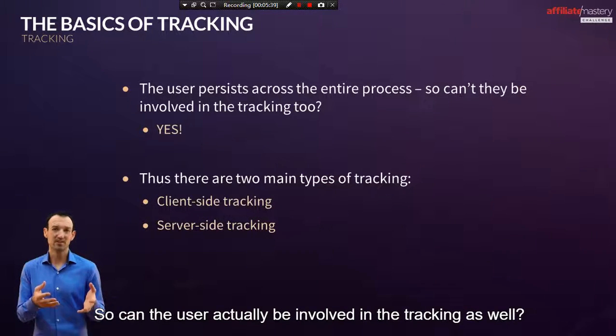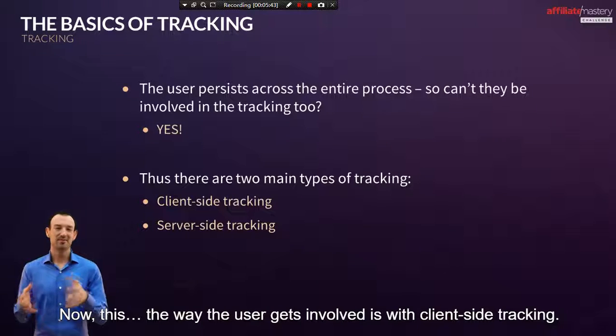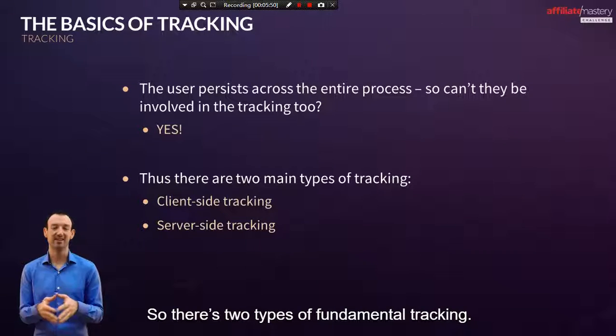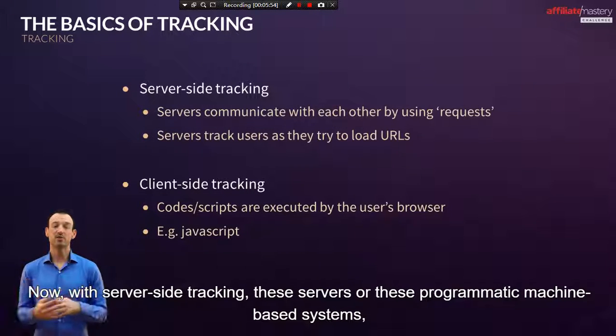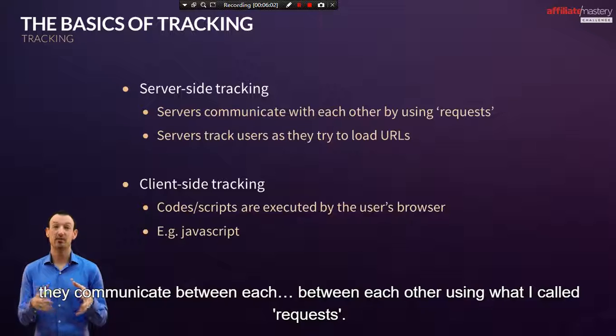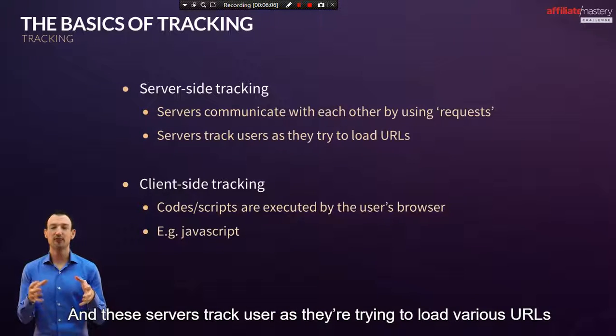So can the user actually be involved in the tracking as well? Yes, they can. Now, the way the user gets involved is with client-side tracking. So there's two types of fundamental tracking. There's client-side tracking and there's server-side tracking. Now, with server-side tracking, these servers or these programmatic machine-based systems, they communicate between each other using what are called requests, and these servers track users as they're trying to load various URLs.